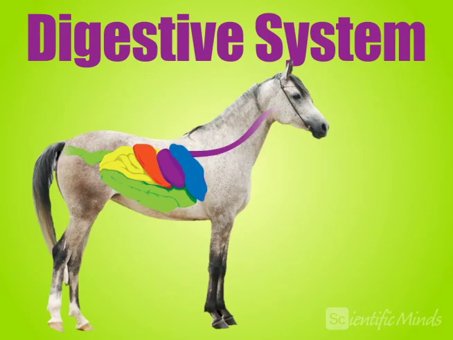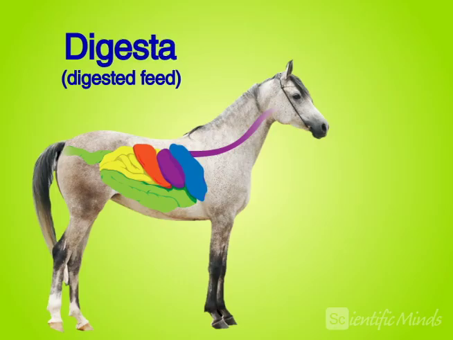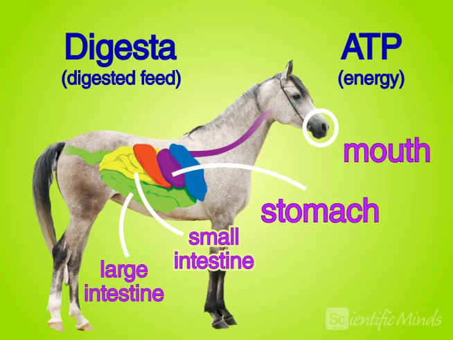The digestive system breaks down feed so that it can be carried to the cells by the circulatory system. The cells use digested feed, or digesta, to make energy, or ATP. The digestive tract of different livestock varies greatly. The basic parts of the digestive system are the mouth, stomach, small intestine, and large intestine.